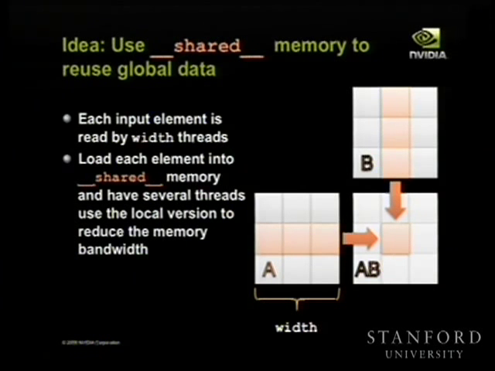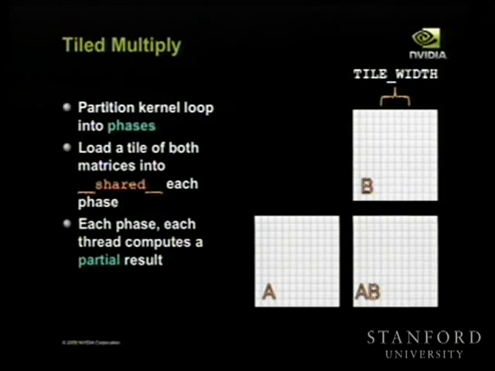So what we realize is that each of these input elements from A and B is read redundantly, again, by a number of threads that's equal to the width of these kernels. So we're doing all these redundant loads that we could probably get rid of if we were just a little bit smarter. So our basic strategy here is that we're going to load each element from A and B into shared memory, and several threads are going to be able to use that from that fast shared memory space, okay?